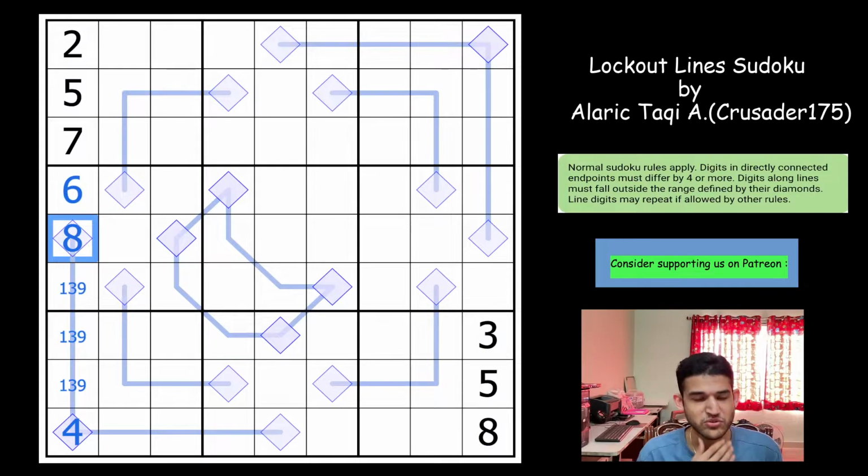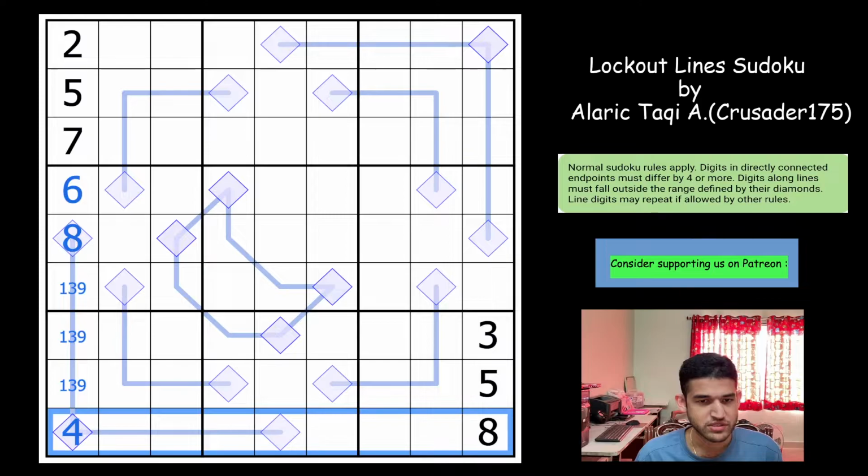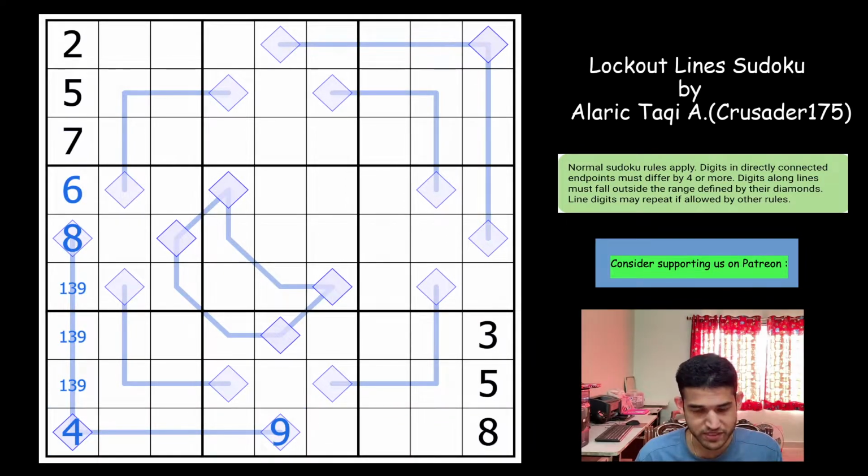Excellent start to the Sudoku. Really nice one. Now looking at this row, this is forced to be a 9. There's no other possibility. Difference must be at least 4. So it must be 8 or a 9. 8 is ruled out. So that's a 9.